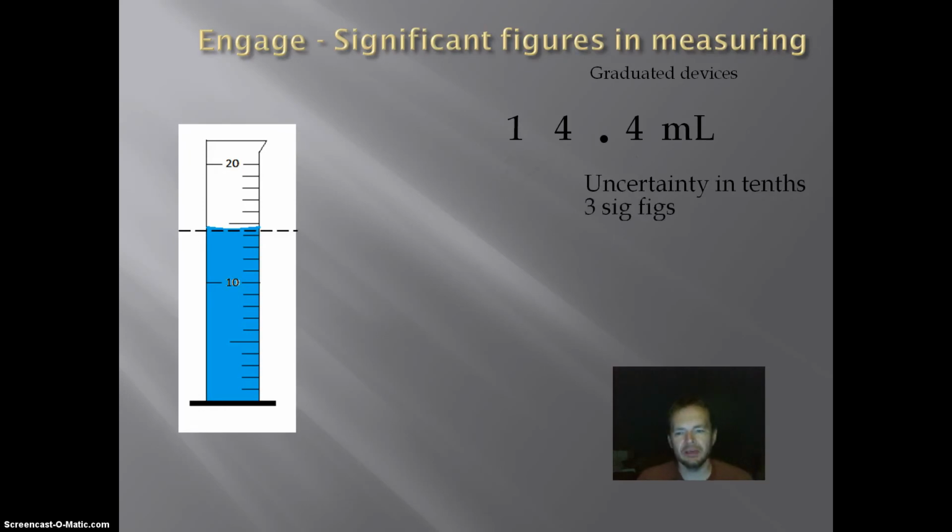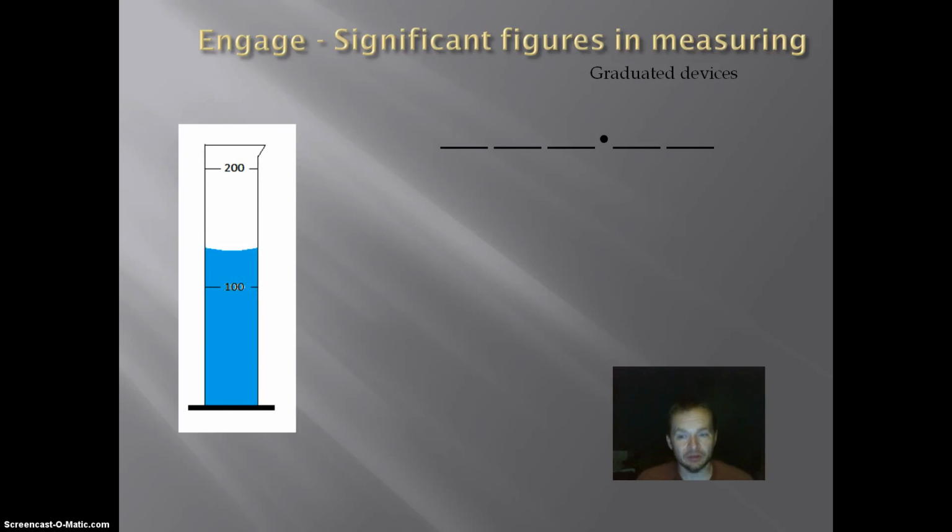Let's try another one. If I look at this graduated cylinder, I can see that it does have markings of the 100s, and the value of the meniscus is above the 100 but below the 200, so the hundreds position is 1. Now I have to estimate because there are no more markings, and it looks like it's about a third of the way down, so I'm going to call the value in the tens position a 3. And because that's my uncertainty, that's where I have to stop. I can write no other numbers.